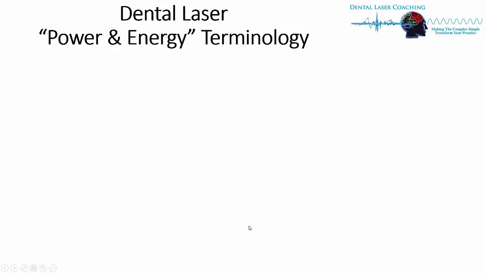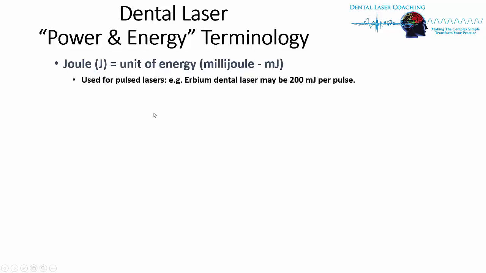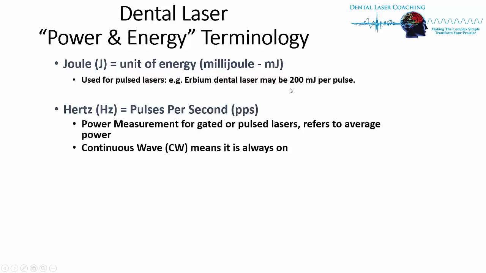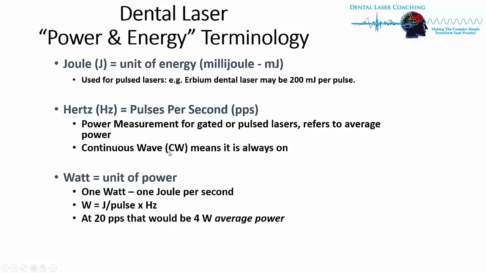So to dive into dental laser power and energy terminology that's used by most manufacturers, again, these are the most common energies here, and we use millijoules for dentistry for the most part. For example, a dental laser may be measured at, let's say, 200 millijoules, for an erbium laser. And that is just the time that the laser is on. Hertz is the pulses per second, and this could be 1 pulse per second, or it could be 1,000 pulses in 1 second, or CW refers to the laser being continuously on. Watt is the unit of power. For example, 1 watt is 1 joule per second.